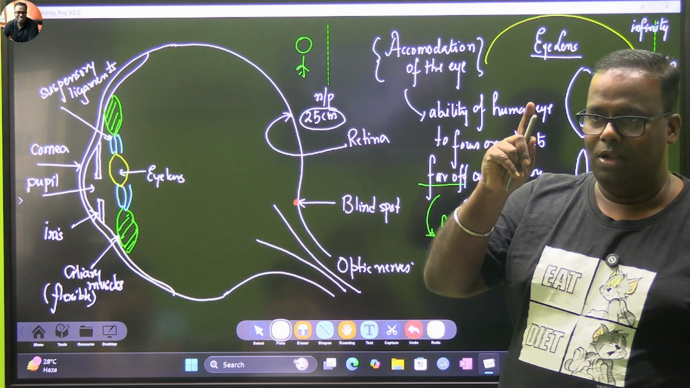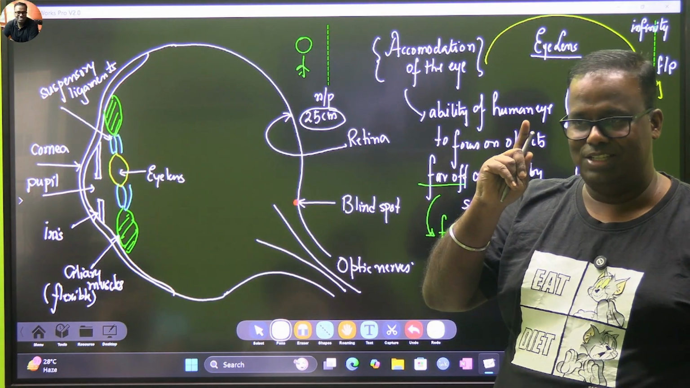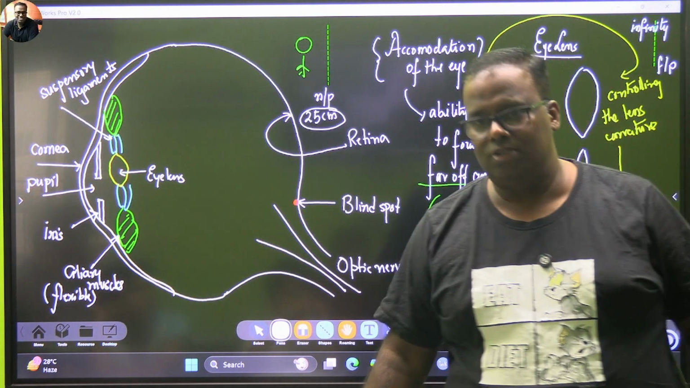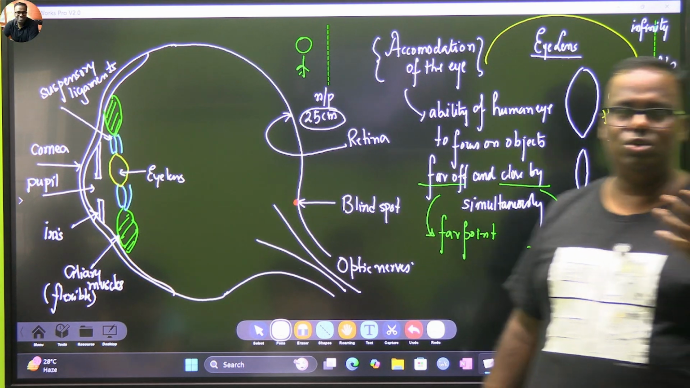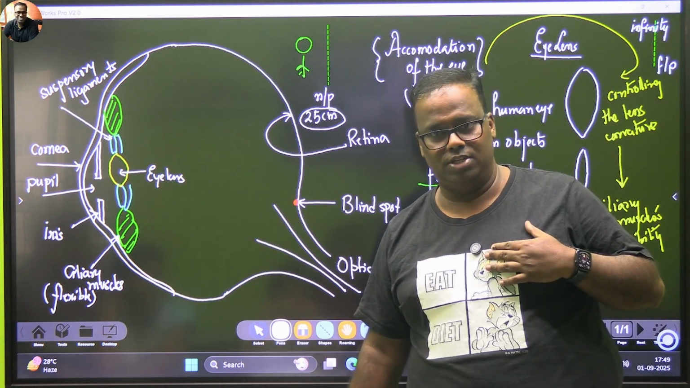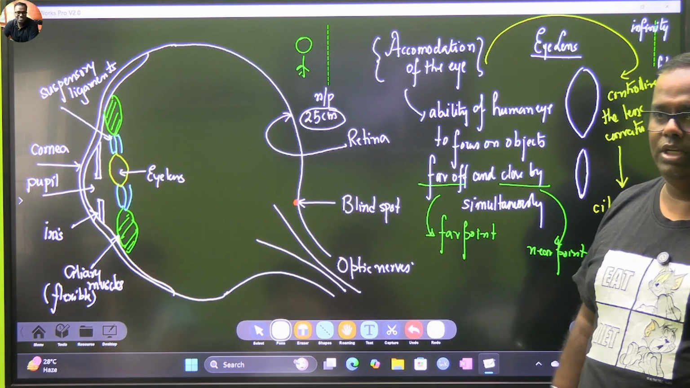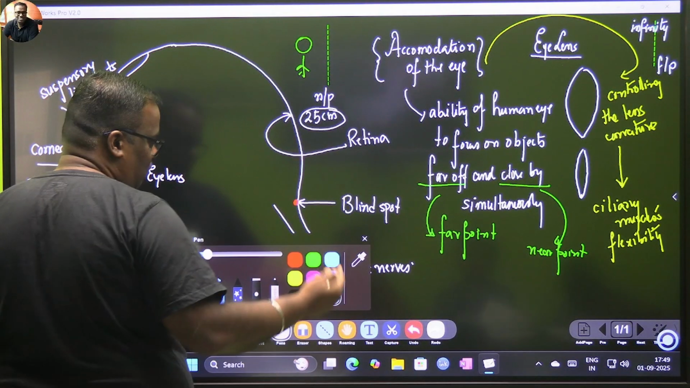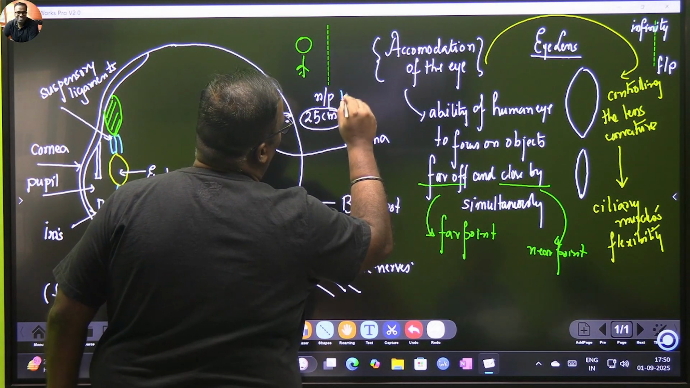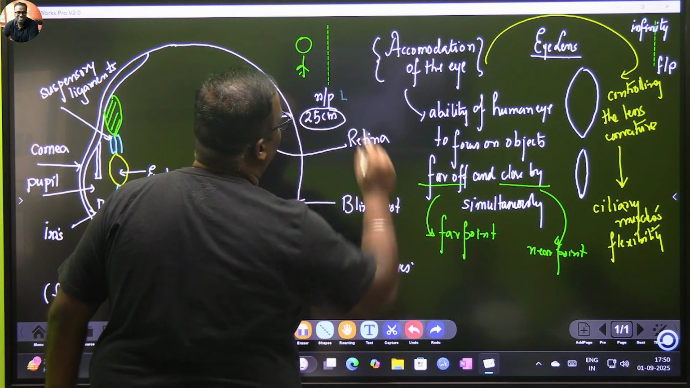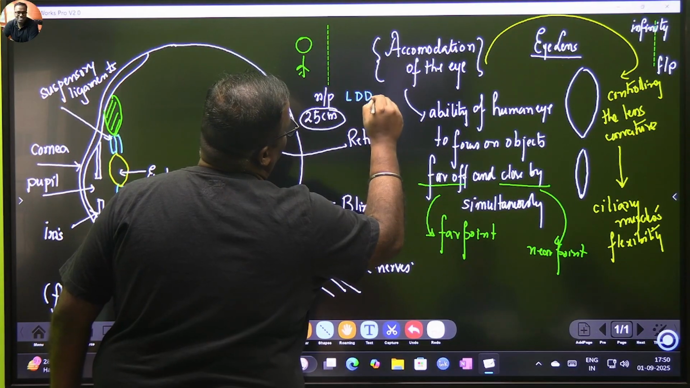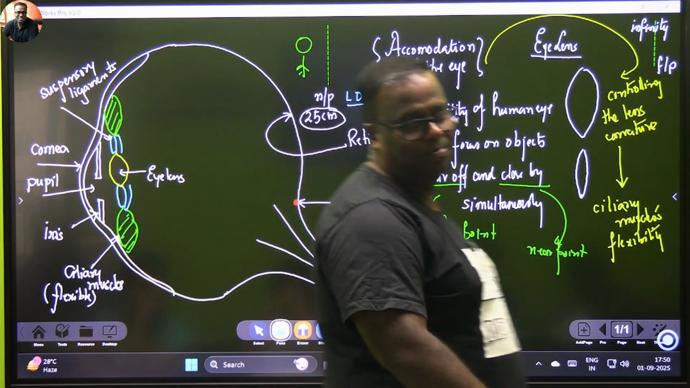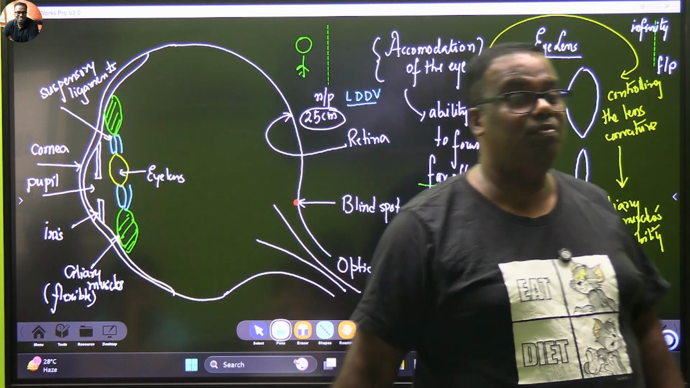This is normal, but there will be abnormal cases also. That is what we are going to study now. Anyone tells you what is your near point? My near point is 25 centimeters. What's your far point? Infinity. That's true for you, me, everyone. When you go to grade 12, this near point is also known as LDDV. This is optical language. We call it least distance of distinct vision.